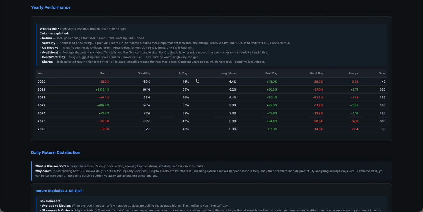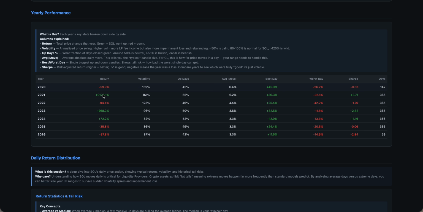Now here are some interesting data points: yearly performance. As you can see, these are the returns on Solana year over year, with volatility as well. An interesting point is the up-day statistic: how many days, in percentage points, Solana has been up versus down. You will see in these statistics that it's pretty much always sitting around 50-50. It's a bit above, a bit below, but usually close to 50-50.